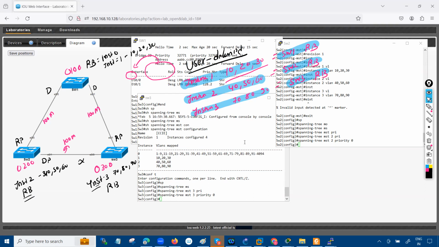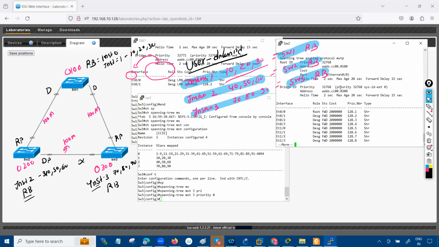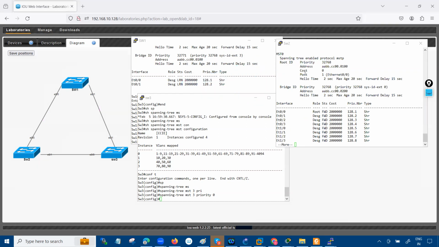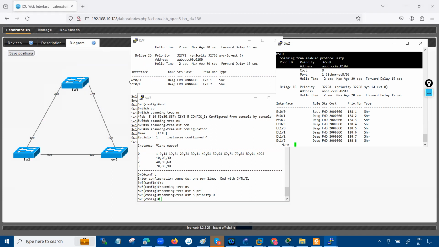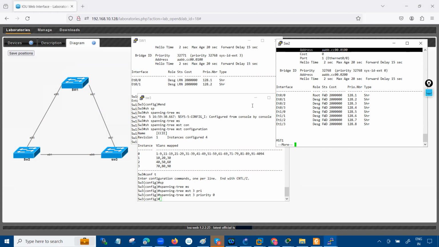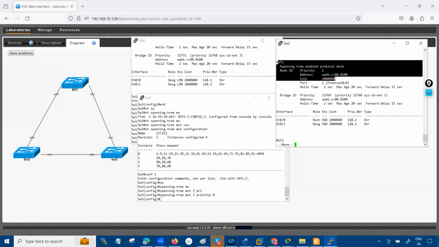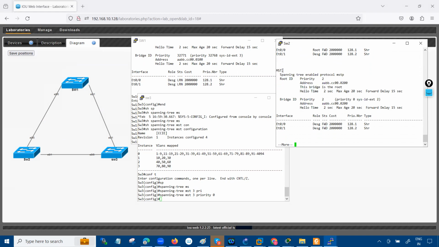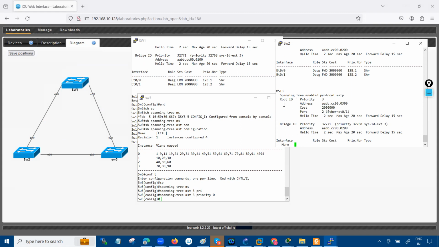So now you can see that on switch 2, do show spanning tree, what you will find that switch 2 is a MST0. This is the root bridge according to the switch 2 perspective, right? If you go down for the MST1 as well, switch 1 is the root bridge, but for the MST2, I'm the root bridge. But for the MST3, switch 3 is the root bridge.